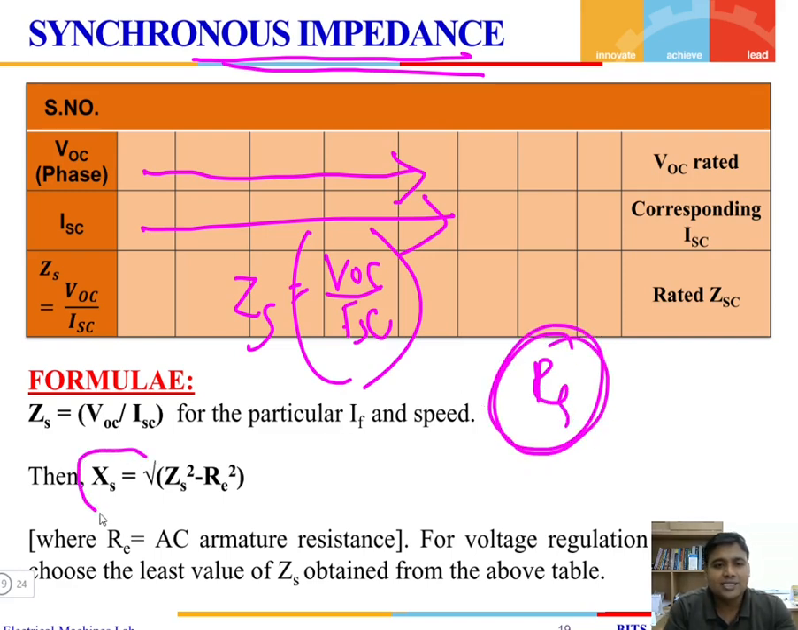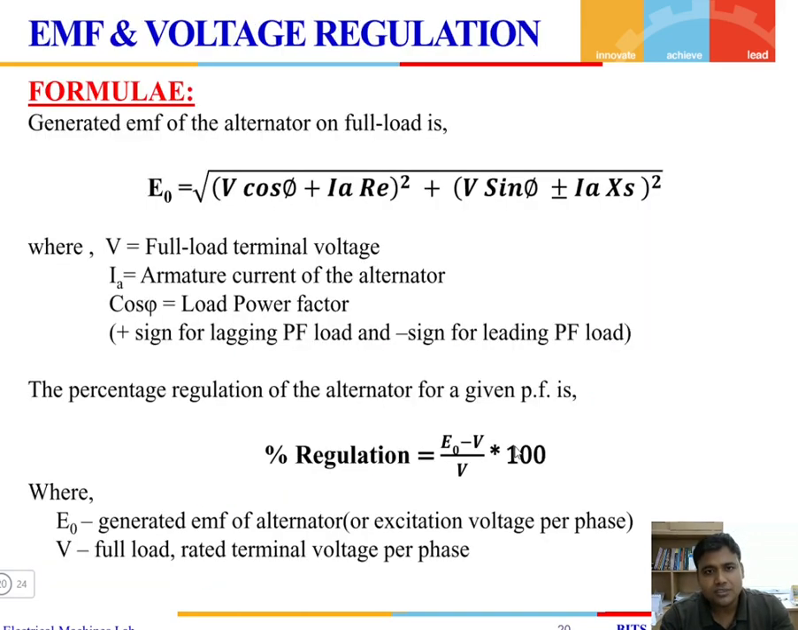So XS we can obtain as the square root of ZS squared minus RE squared. RE being the effective resistance, which is obtained by 1.3 multiplied with the armature resistance. Now the time has come where, after doing this experiment of open circuit and short circuit test, we have found out the resistance, reactance and the synchronous impedance.